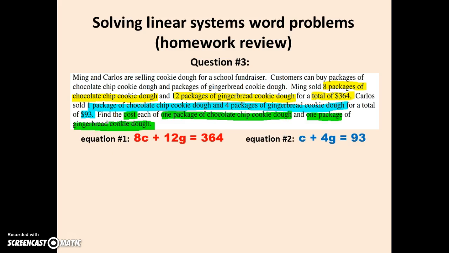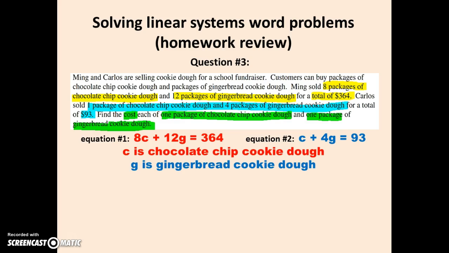So there's our equations. 8C plus 12G equals 364. And Carlos, 1 package, so that's just 1 C for chocolate chip cookie, and 4 packages of gingerbread, and that came out to 93. Okay, once again, I'm going to define my variables. C is chocolate chip cookie dough. G is gingerbread cookie dough. And now I can solve.